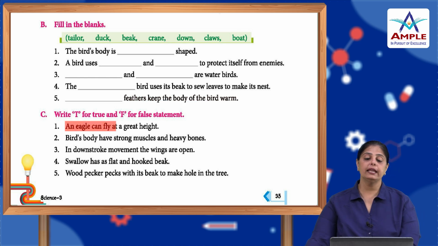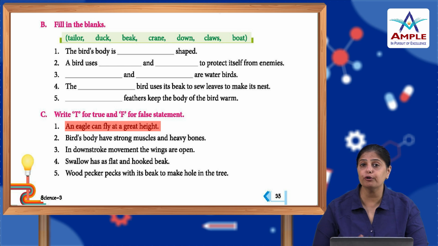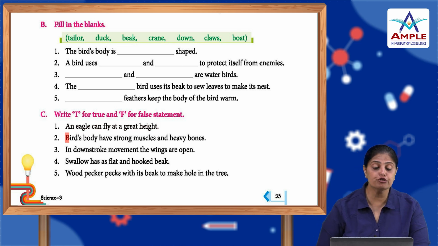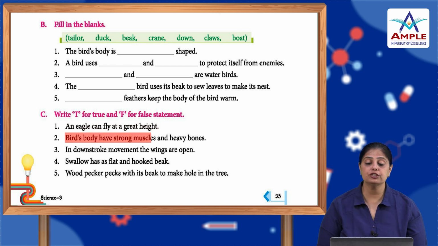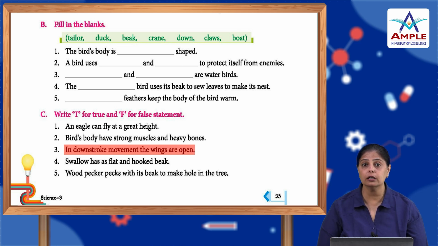Alright. Now, an eagle can fly at a great height. True or false? Absolutely true. Bird's body has strong muscles and heavy bones. It is false. Okay. They have hollow bones. In downstroke movement, the wings are open. False. In downstroke, the wings are closing.